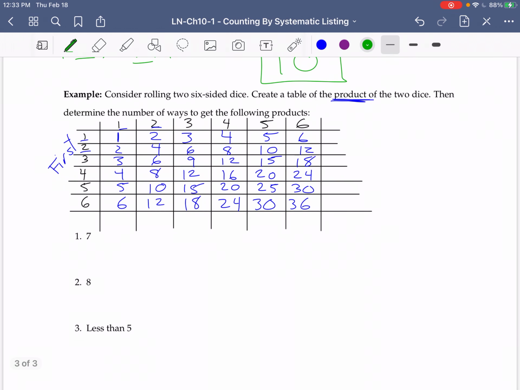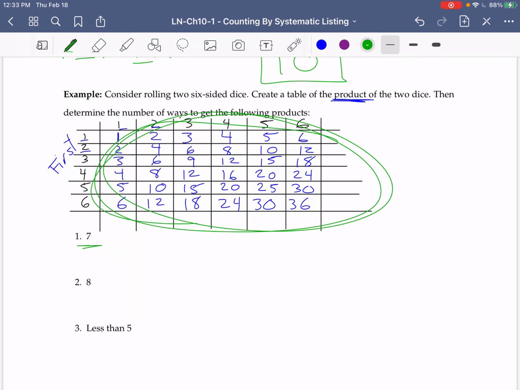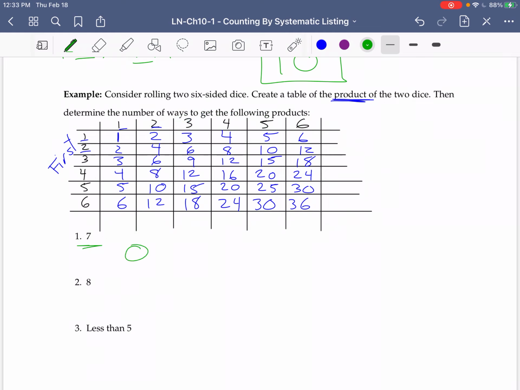So we create the table, and now we can answer questions fairly quickly just by counting. All right, so how many times do we get a product of 7? Well, if we look in this table, we see 7 show up exactly 0 times. So there is no way to get a product of 7. We can get sums of 7, but not products.